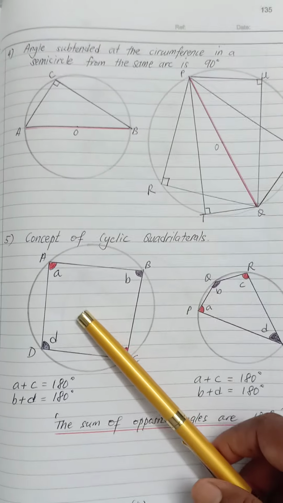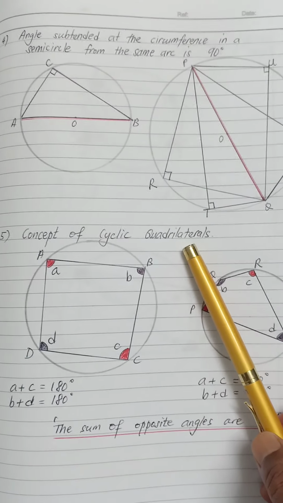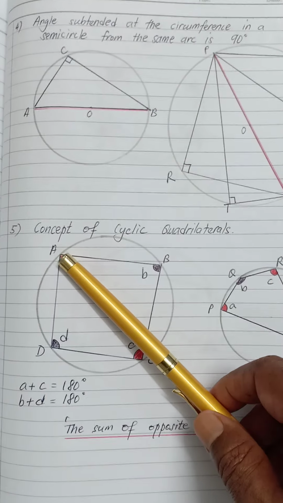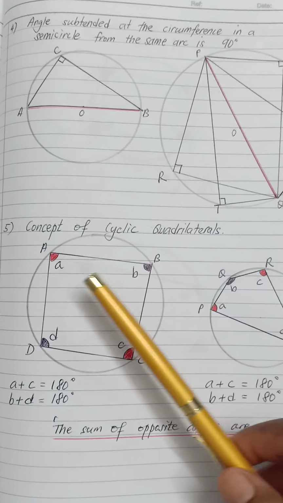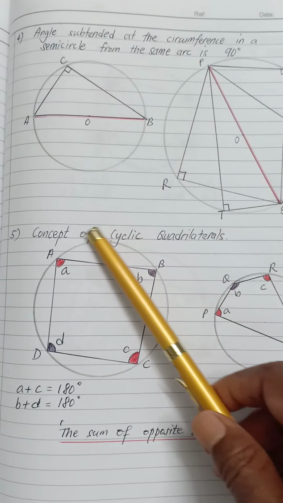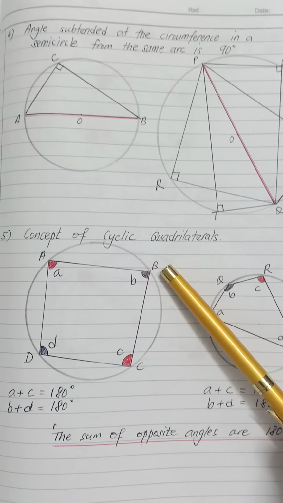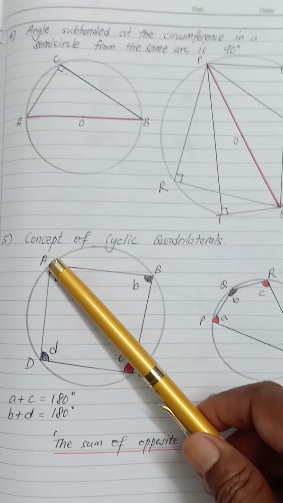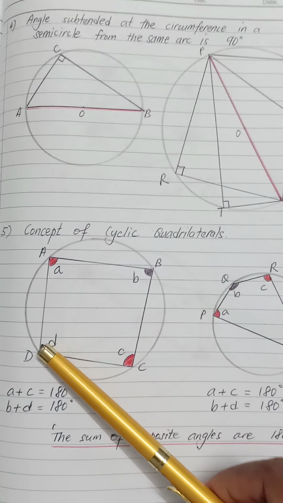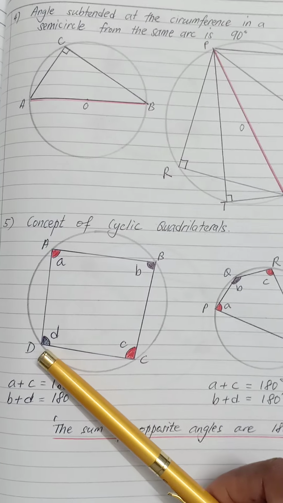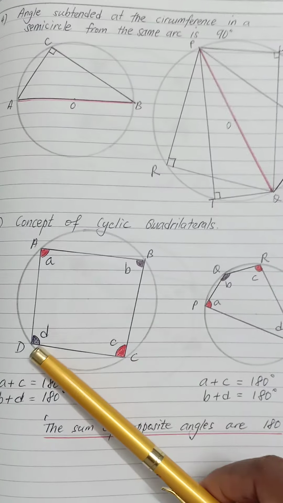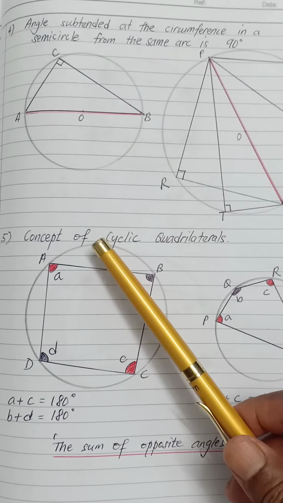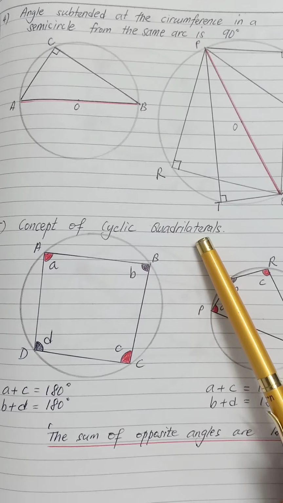Now the fifth concept is the concept of cyclic quadrilaterals. Quadrilateral means a four-sided polygon, right? Cyclic quadrilateral means a quadrilateral created inside a circle whereby all four vertices touch the circumference of the circle. Can you see now? A, B, C, D, four vertices touching the circumference of the circle. This is known as a cyclic quadrilateral.